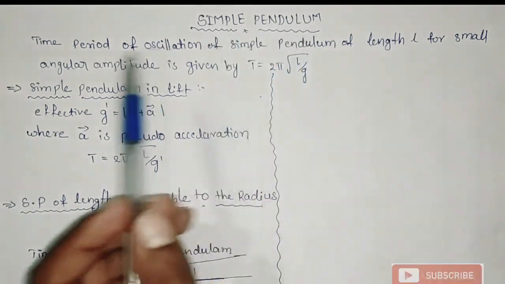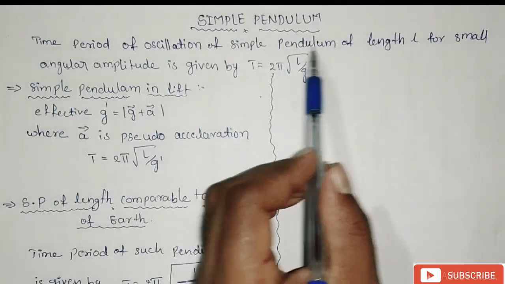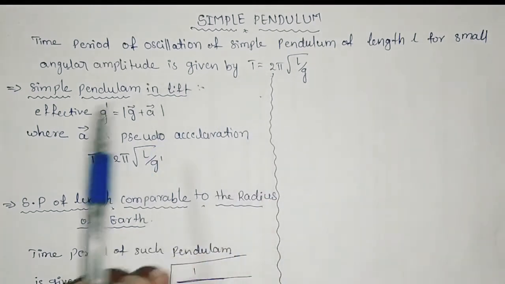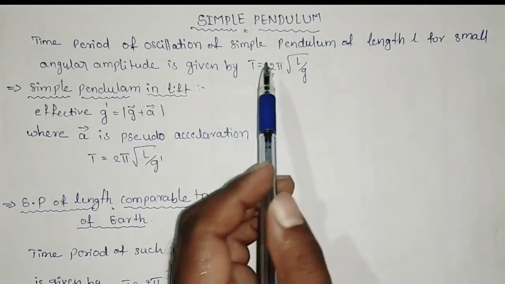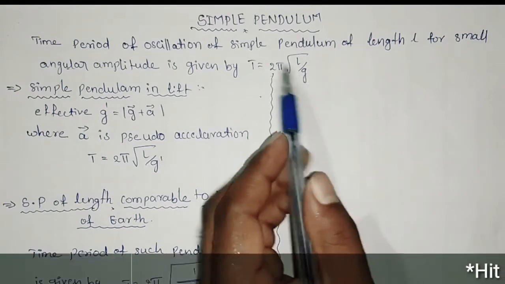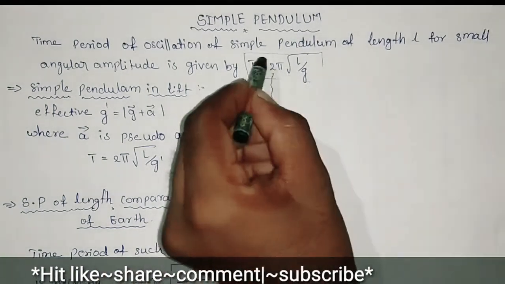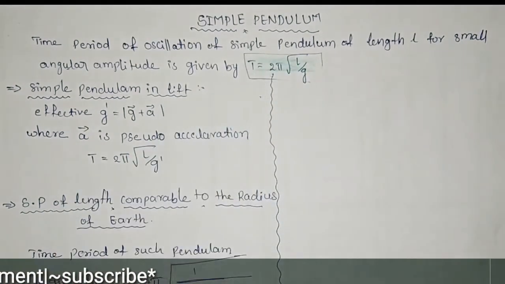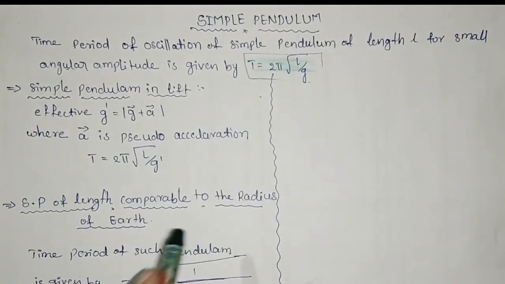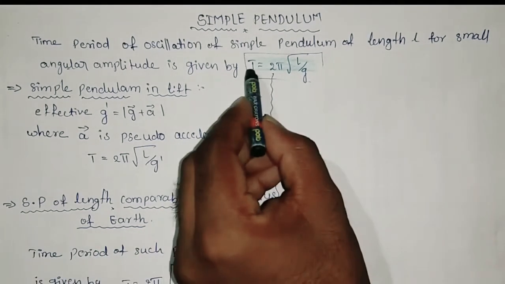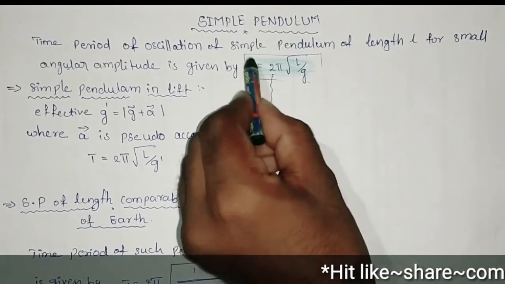Simple pendulum. The time period of oscillations of a simple pendulum of length L for a small angular amplitude is given by T = 2π√(L/g). It is a very well-known and very important formula. T = 2π√(L/g), the time period formula.